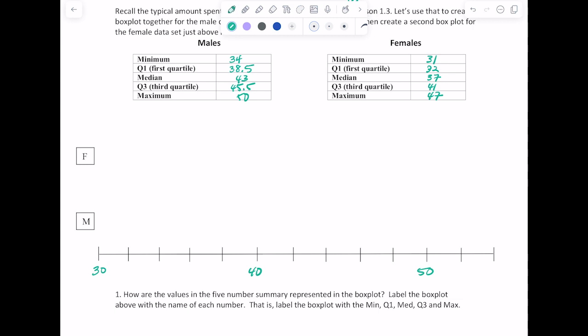All I'm going to do is just put a dot above those 5 numbers. So 34 for males, 38.5, 43. Remember, I'm counting by twos. 45.5 and 50. Okay, so what we do is we put a box around your Q1 and your Q3.